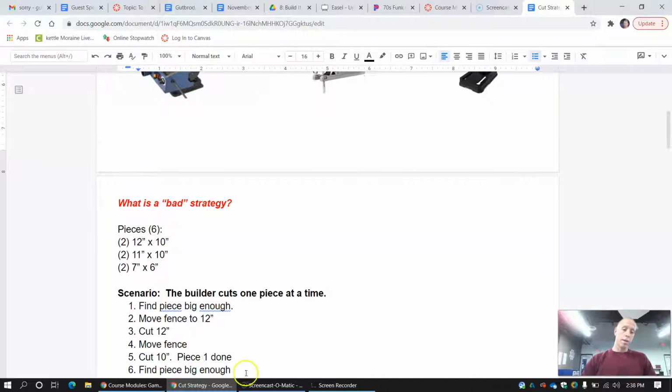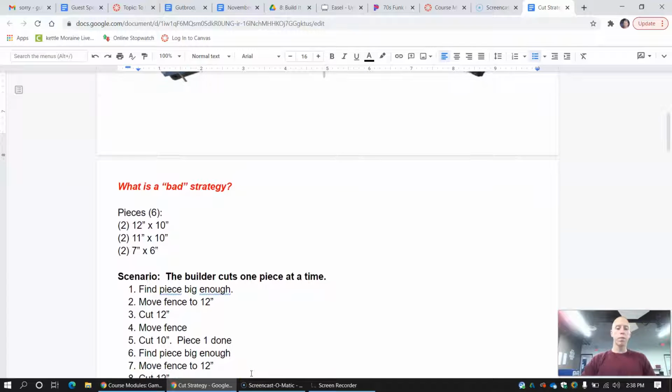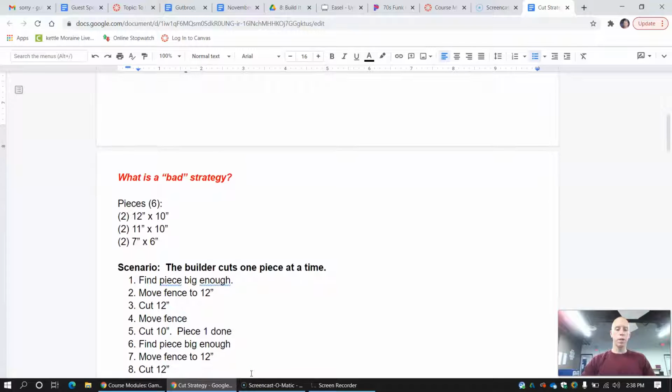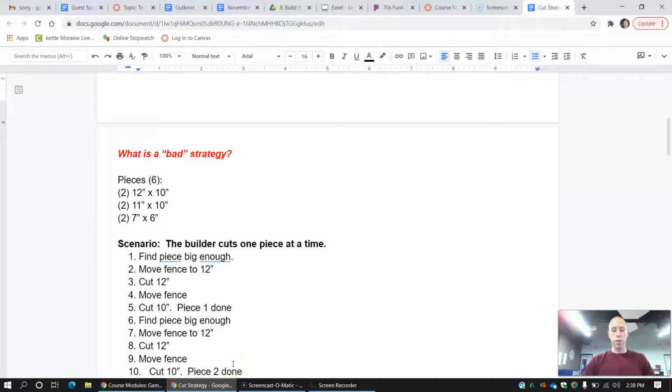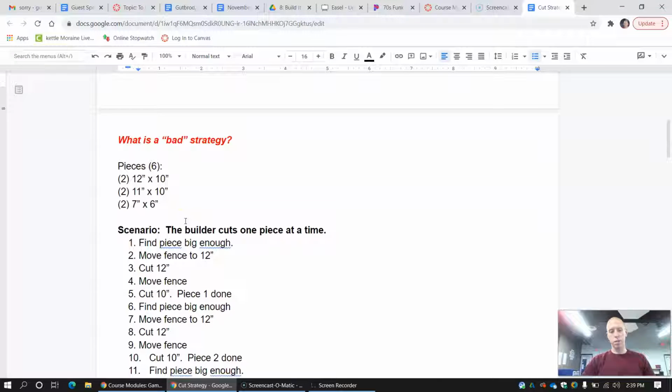So then they do it again. They find another piece that's big enough. They move the fence to 12, so they had to change it again. They cut the piece to 12 inches, move the fence again, cut it to 10 inches. Now they have two pieces done that took 10 steps. So now they're going to do the 11 by 10. They go over to the shelf and find a piece that's big enough.